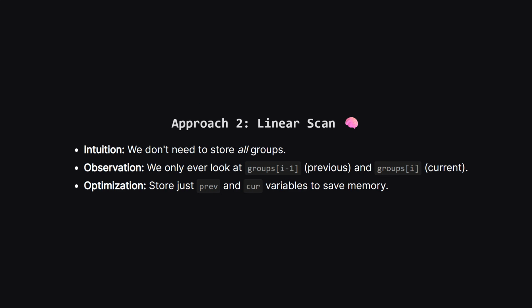Now you might notice something. In the first approach, we stored every group length in a list, but we only ever compared neighbors. We compared group 1 with group 2, then group 2 with group 3. We never looked back at group 1 again. This means we don't need to save the whole list. We only need to remember the length of the previous block and the length of the current block we are counting. This saves us memory.